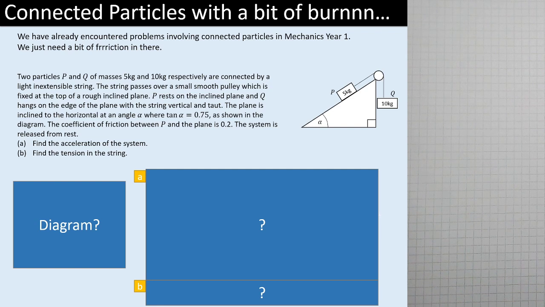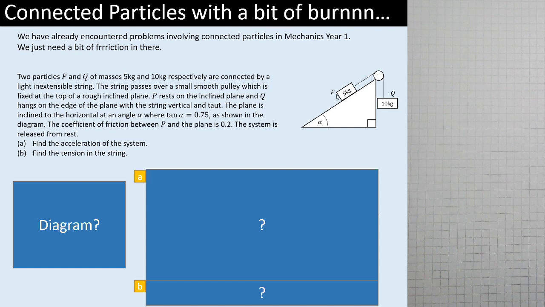So that's something that we could comment on in terms of our modeling. Okay, it's a light inextensible string, which means that the tension in that string is going to be the same at all parts of the string. The string passes over a small smooth pulley, so there's no friction in the pulley, and that is at the top of the inclined plane, okay? Like in the diagram which we've got here.